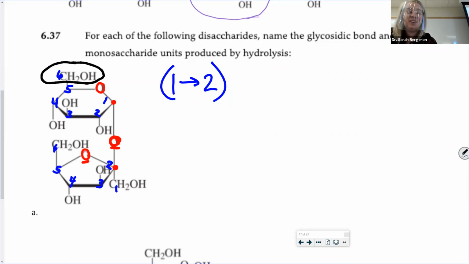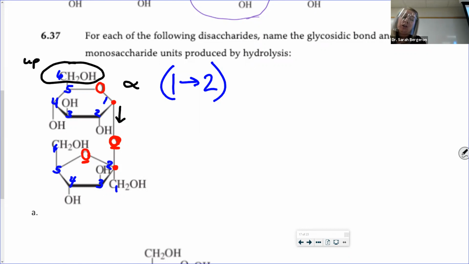So what is this? This is up, right? What is this? Down. So up, down tells me trans, which is alpha. But what's weird about this one? We have another anomeric carbon that's participating in the glycosidic bond. If you only have one anomeric carbon that participates in the glycosidic bond, you only have one of those weird alpha beta symbols. But what do we have? We have two. So we have to label them both.